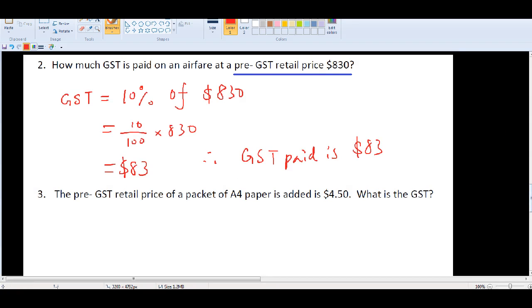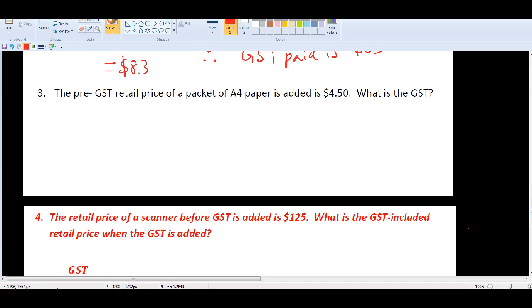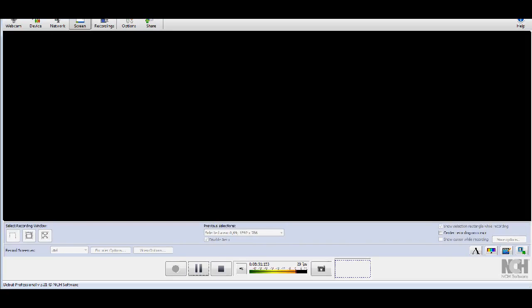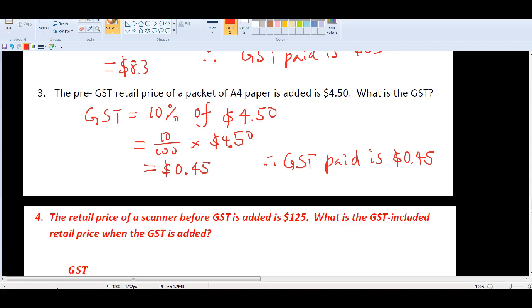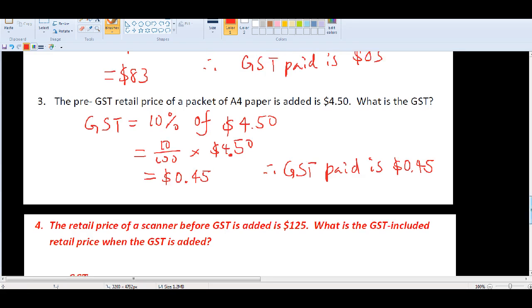Okay, so for question 3, let me give you some time to think about the answer, right? Okay, so here's the answer. GST is 10% of $4.50. So you divide that $4.50 by 10, or you just move the decimal point one digit to the left, and that becomes 0.45. So GST paid is 45 cents or $0.45. Okay, that'll be good. All right.